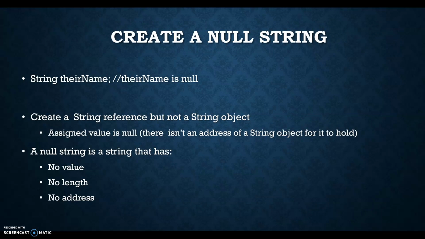You can also create what's known as a null string. A null string is a string that has no value and therefore no length. It does not hold an address of a string object. We would create a null string to reserve the identifier name. This is sort of like stating our intentions without actually creating the object. You cannot perform a method on a null string, but you can perform a method on an empty string, which we will look at shortly. Any attempt to execute a method on a null string will result in a runtime error called a null pointer exception. So remember, a null string is a string that has no value, no length, and no address.